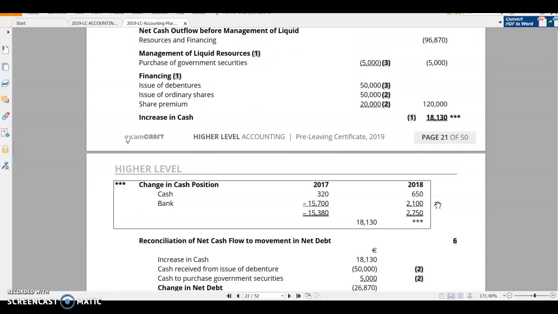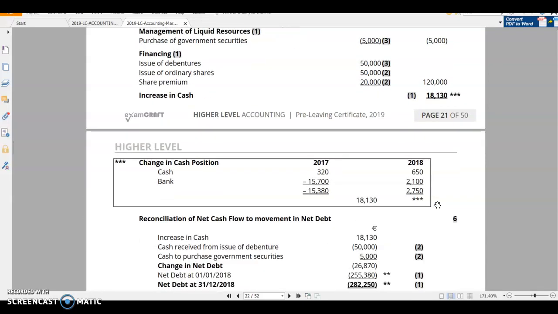Just one thing to say then on the purchase of government securities. So up here in the cash flow statement, I'm looking at it as I have to pay 5 grand to acquire those. Down here in the reconciliation of net cash flow to movement in net debt, I'm looking at the fact I have 5,000 more of liquid resources, something I could turn into cash pretty quick. So it's a negative up here, it's a positive down here.